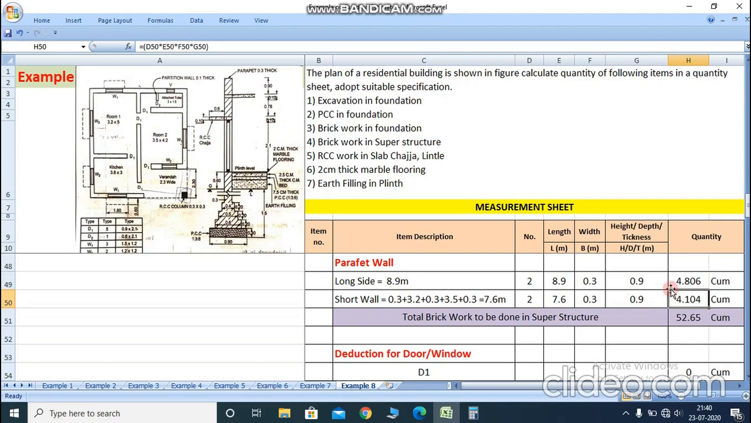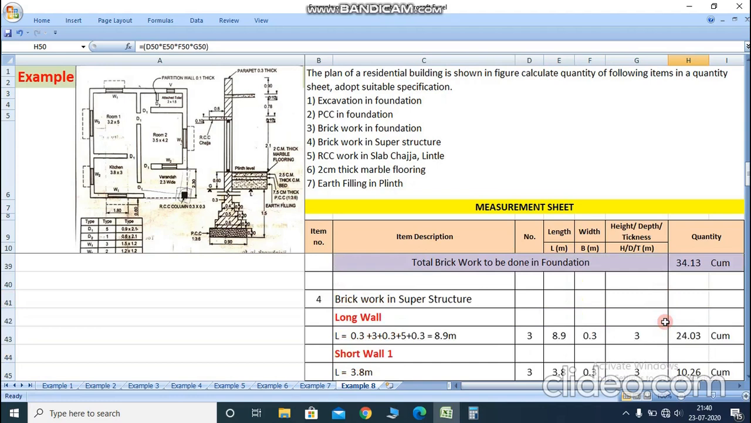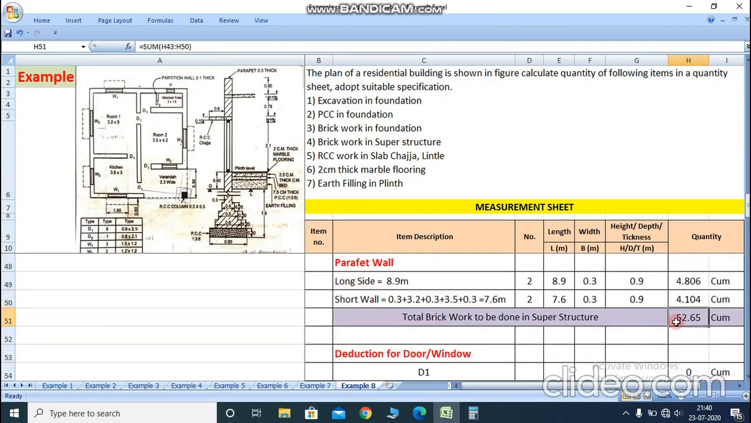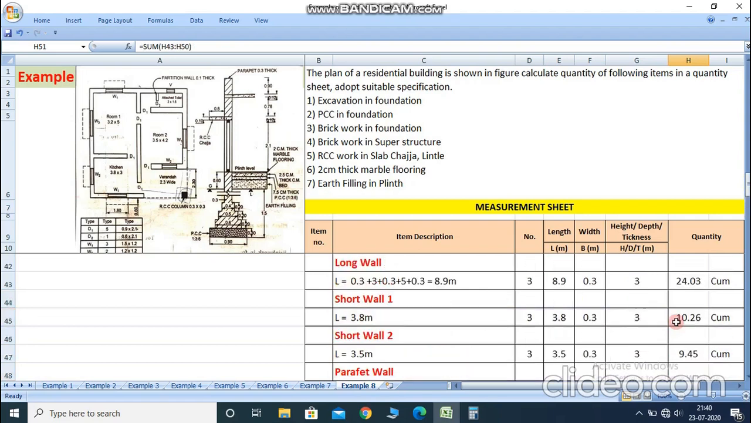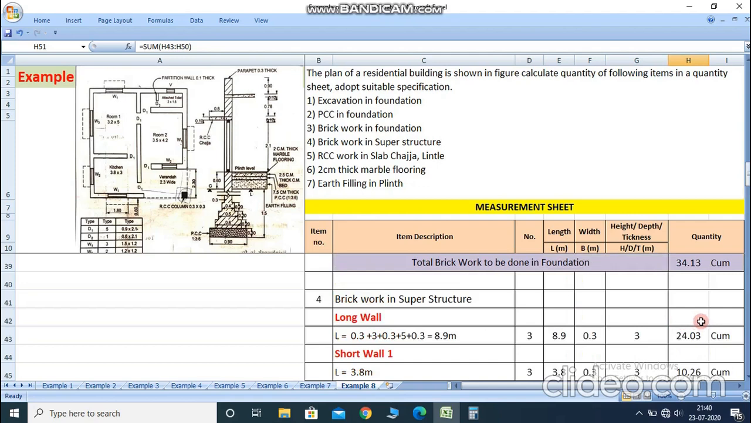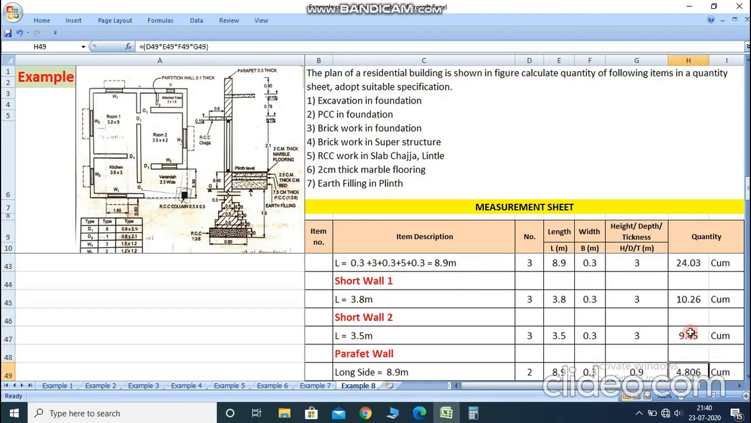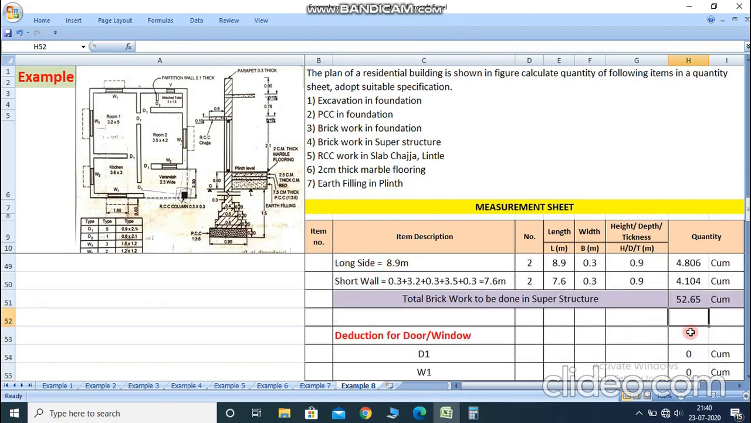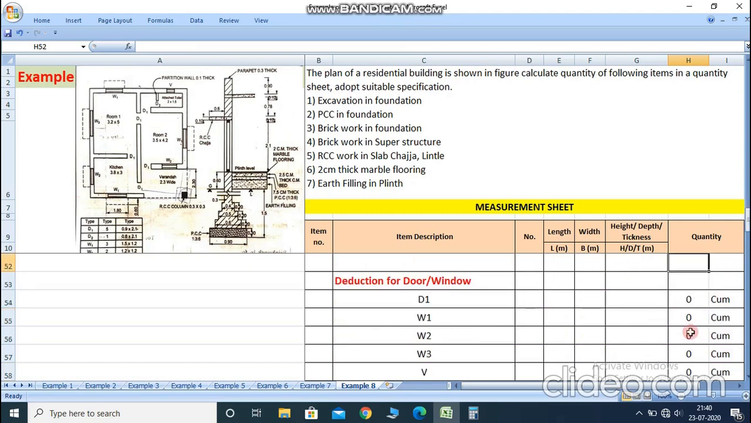So the total value of the brickwork to be done in the superstructure is the summation of all the long wall, short wall 1, short wall 2, all the values. We got the final answer, 52.65. It's the final answer of the summation of all the values 1, 2, 3, 4 and 5. So the final cubic meter answer is 52.65 meter cube.